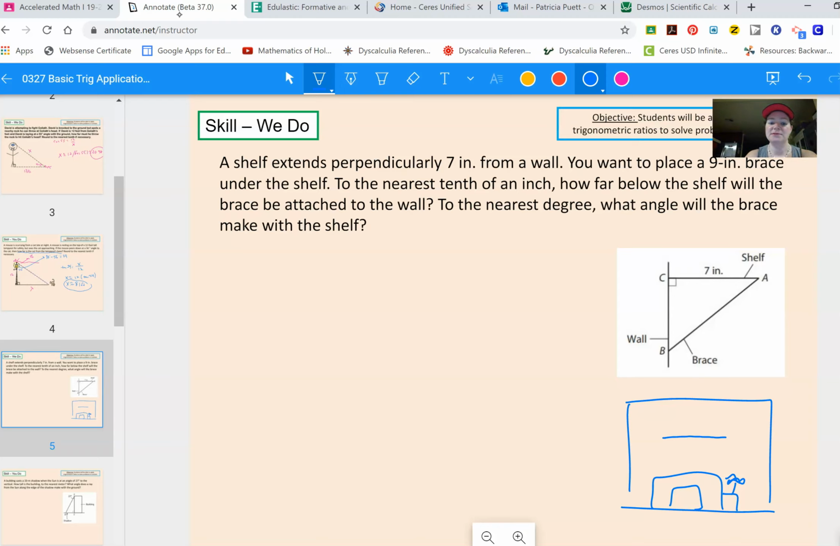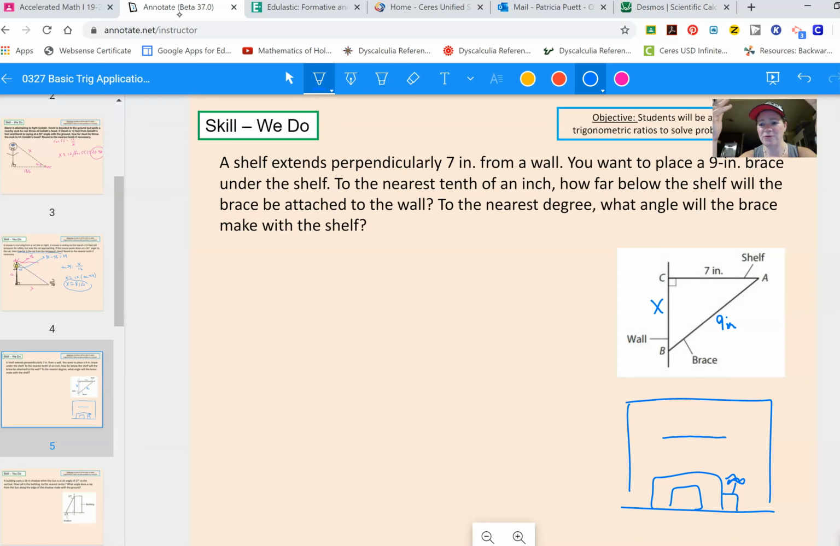Okay, so when it comes to the 9 inches, the 9 inches is definitely going to be your hypotenuse. Why is that? Because if this is your brace that's holding the shelf up right here, you're trying to figure out how far it's going to be attached to the wall, so you're trying to figure out this distance right here.